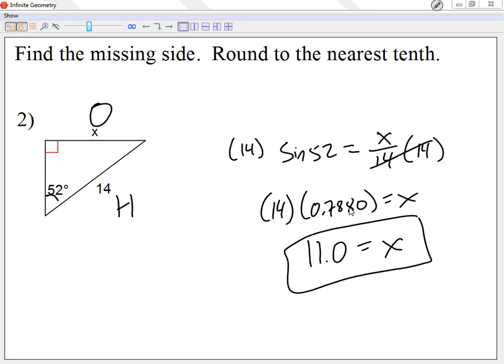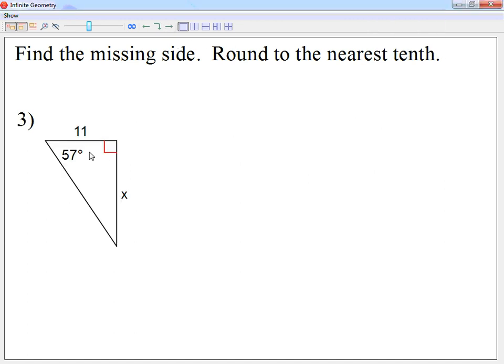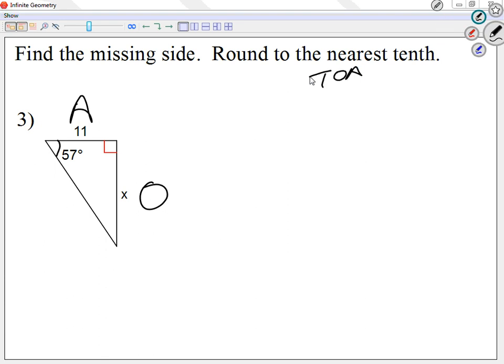Okay. Let me do one more. Looking at question number 3. From 57, I know x is the opposite, and I know 11 is the adjacent. Notice how I didn't mark the hypotenuse, because we don't have anything for the hypotenuse. So now with O and A, I know from SOHCAHTOA I'm dealing with TOA. So what that stands for is tangent of 57 is equal to x over 11. Right, tangent is opposite over adjacent, so x over 11.